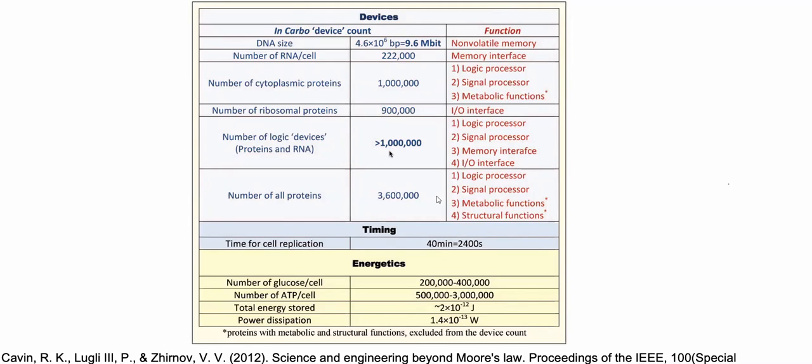Number of logic devices is 1 million. Number of all proteins about 3.6 million. Time of cell replication is 40 minutes. And what is the energetics? The number of glucose molecules per cell is in a few hundred thousands. Number of ATP, adenosine triphosphate, per cell, this is the phosphate for transferring the energy, about 500,000 to 3 million. Total energy stored is 2 picojoule. So the power dissipation is about 1.4 times 10 to the minus 3 watts.